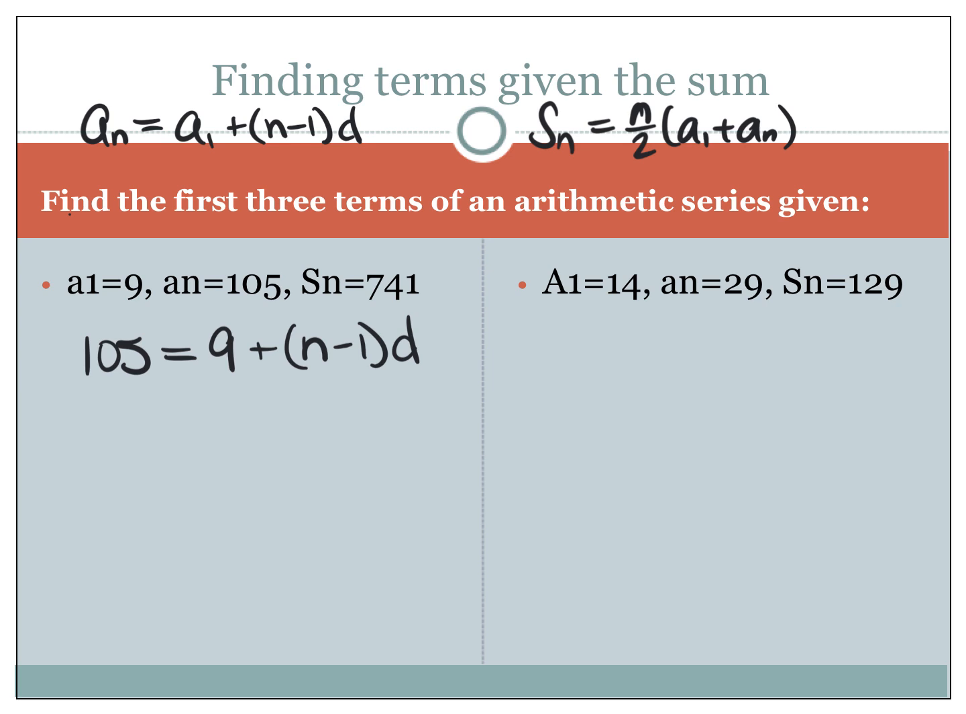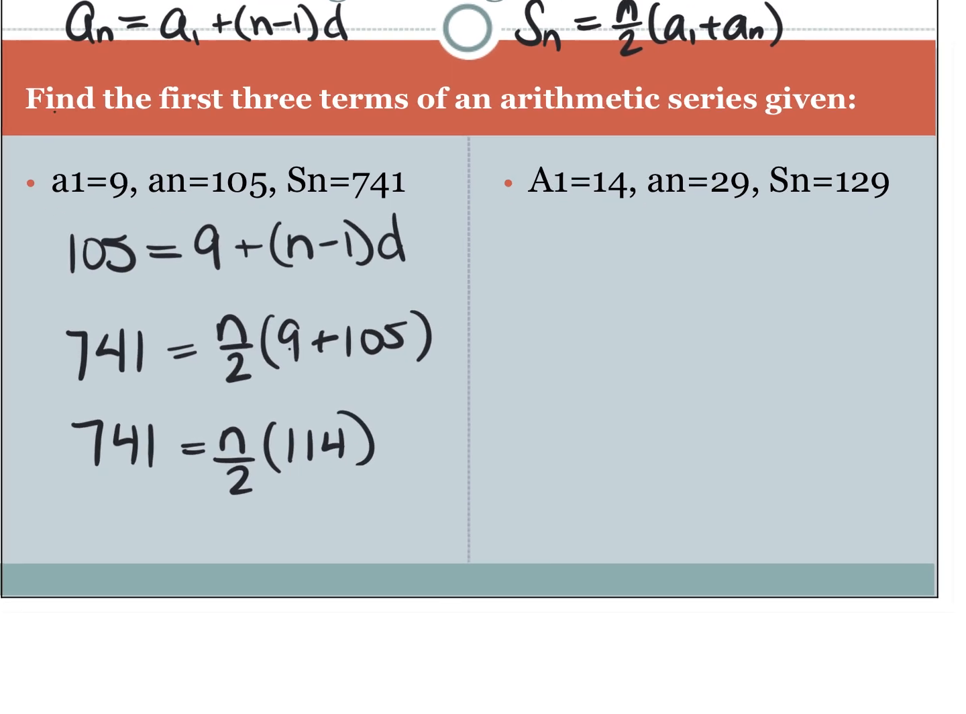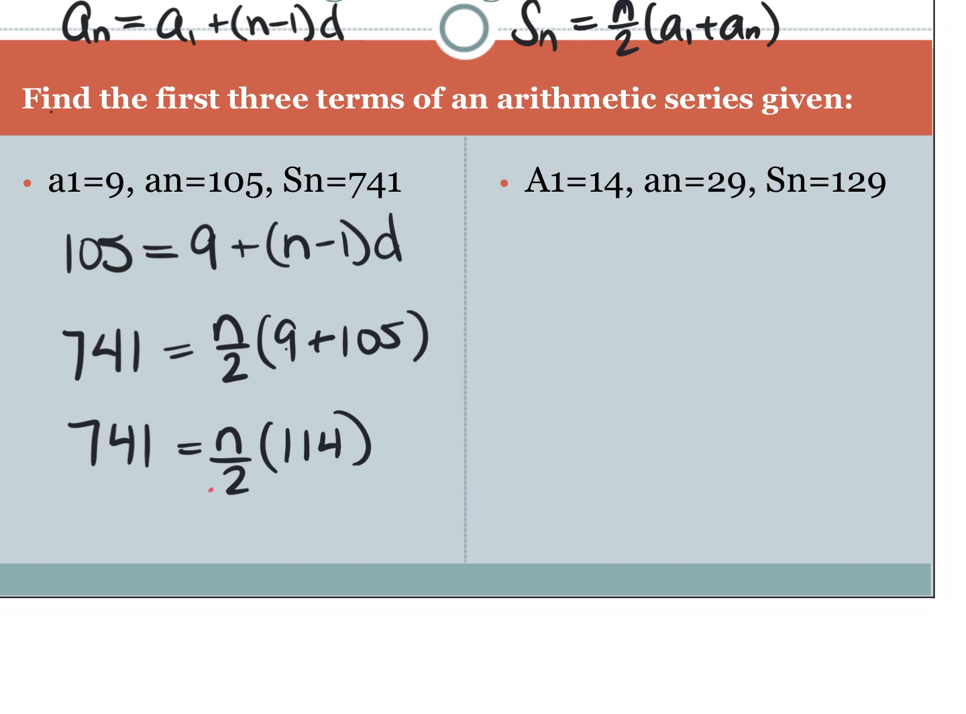Now I know the sum, Sn is 741. I don't know n. And I know a1 is 9 and an is 105. So which equation do I have one variable that I can solve for? The second one. I can solve for n. So 741 equals n over 2, 9 plus 105 is 114. Now I can divide the 114 into the 2, or I can multiply 2 times 741. I find this easier. 114 divided by 2.